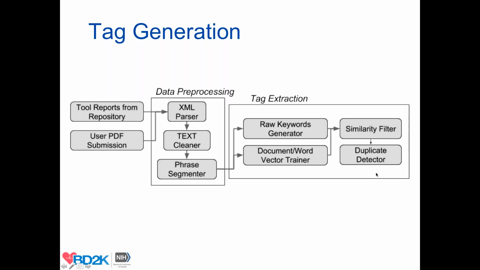One thing I want to mention here is after the similarity filter, we can also see a lot of duplicate, not complete duplicate, just partial duplicate items inside our results. So we develop a duplicate detector to optimize the results.